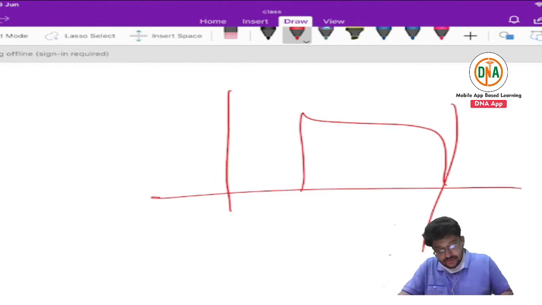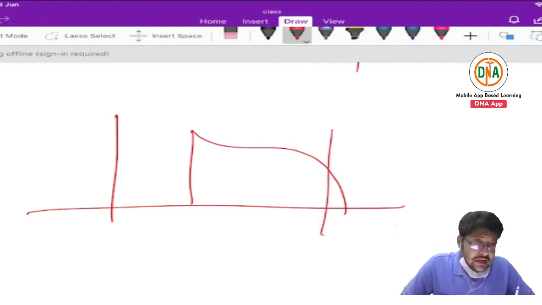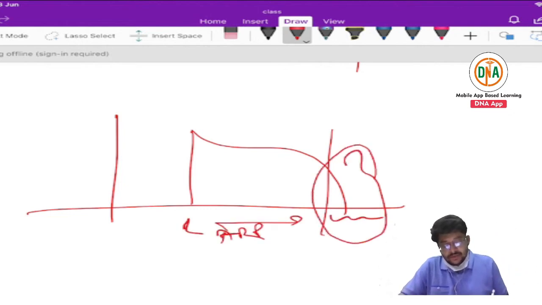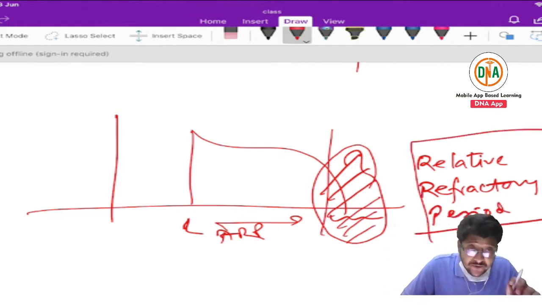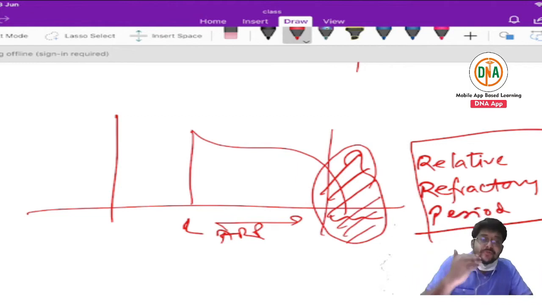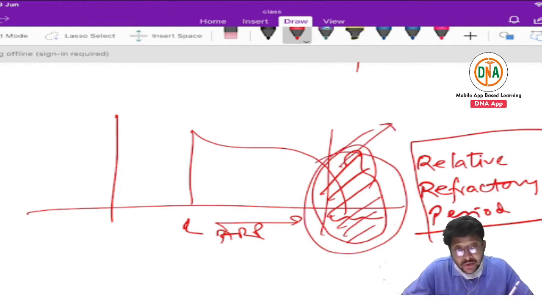Suppose I'm drawing like this. This is the working myocardial cell cardiac action potential, and up to this is the absolute refractory period. This much is the absolute refractory period, and from this onwards, this zone is the relative refractory period. The relative refractory period is the supranormal period. In this zone, if you use less than threshold, that means sub-threshold stimuli, there can be generation of a second AP. So sub-threshold stimuli can generate a second AP, and that's why this zone is responsible for triggered activity.